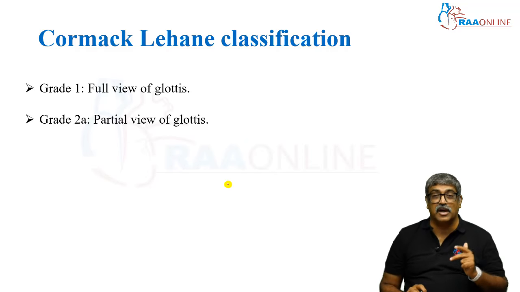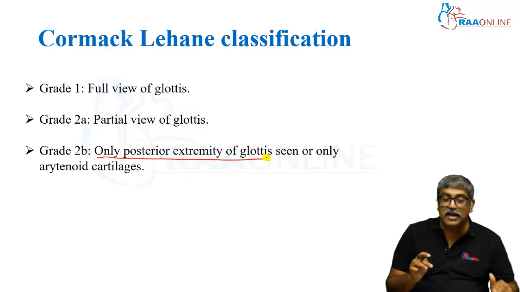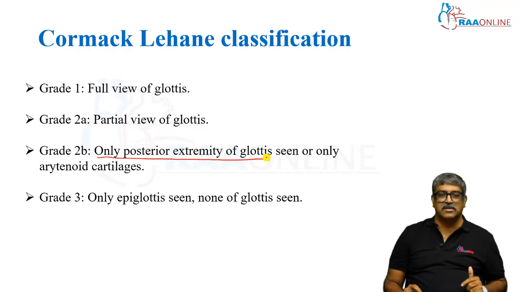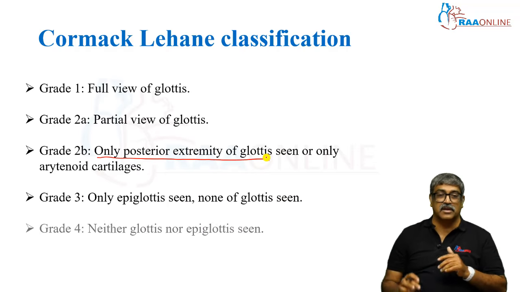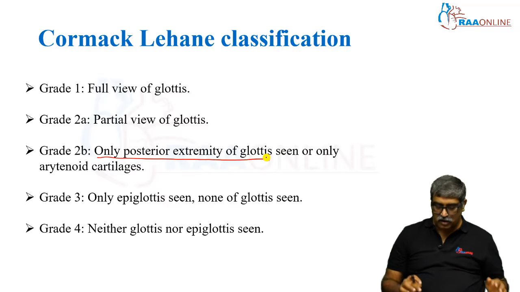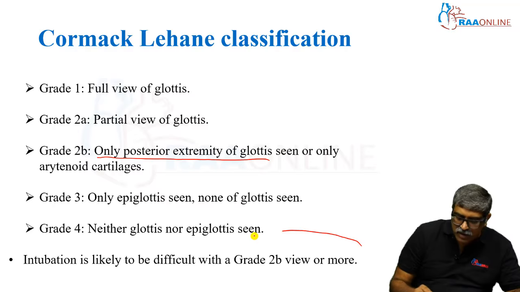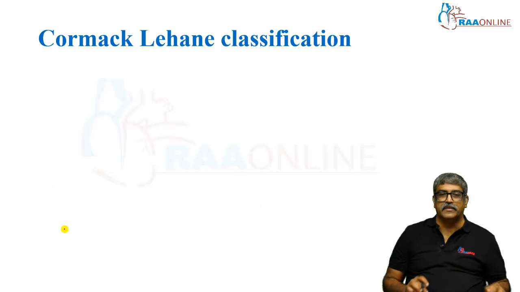Grade 2A is partial view of glottis. Grade 2B is only the posterior extremity of the glottis is seen, or only arytenoid cartilage is seen. Grade 3 is only epiglottis seen, but none of glottis is seen. Grade 4 is neither glottis nor epiglottis is seen. And intubation is going to be difficult when it is greater than grade 2B.